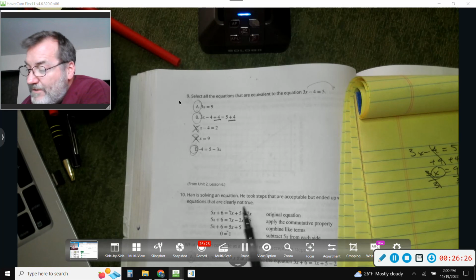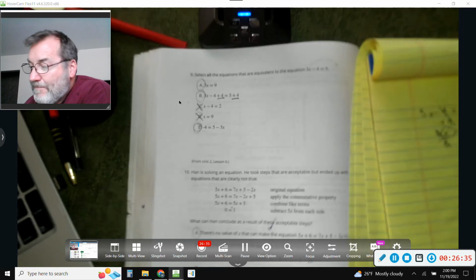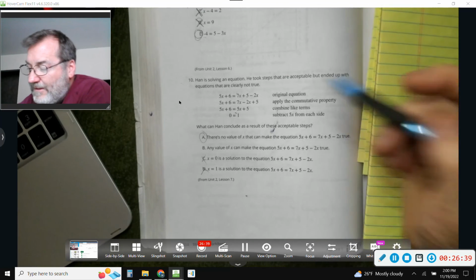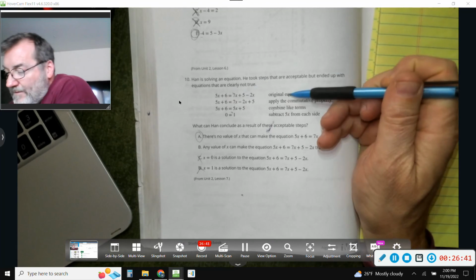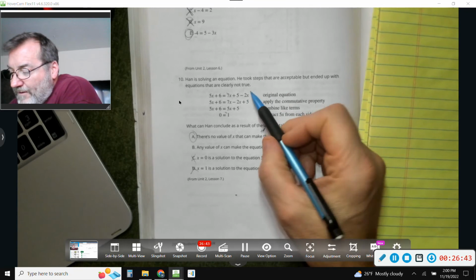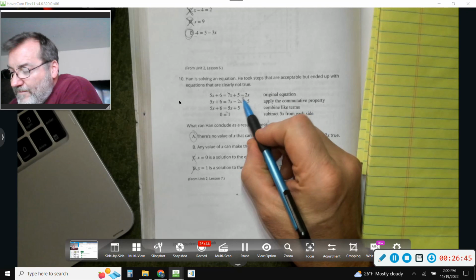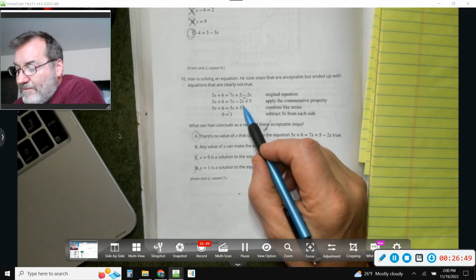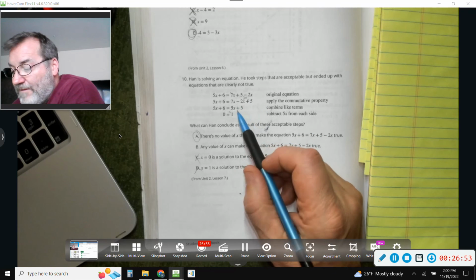Han is solving the equation. He took the steps acceptable. Equations are not true. What can Han conclude as a result of these acceptable steps? So let's see. He went through. Did he do everything correctly? So what did he do? He applied the commutative property. Okay, so he moved this one over here. And then he moved the 5 over. So that's still a negative 2. Is that still minus 2x? That's still a plus 5. Okay, I'm okay with that.